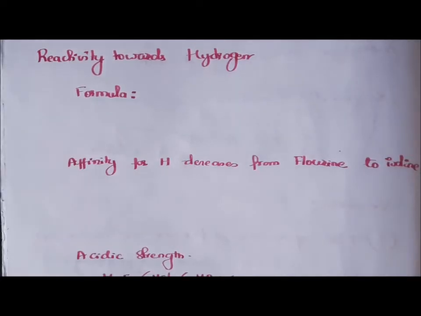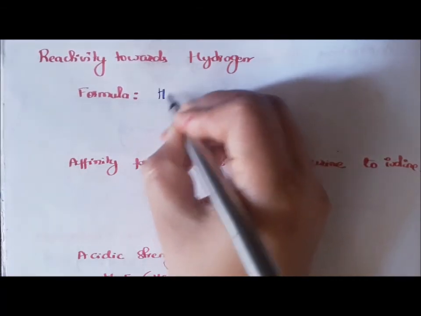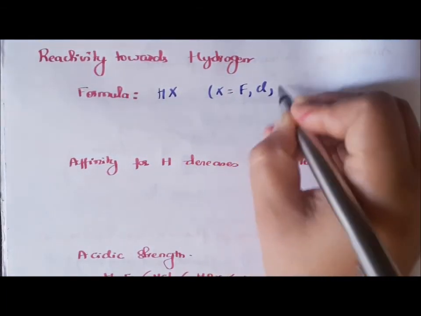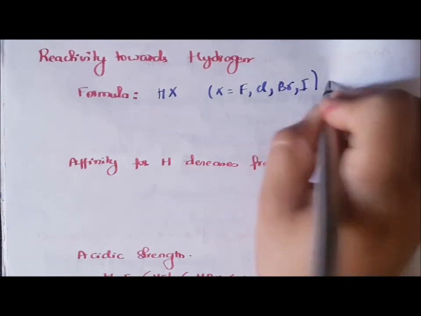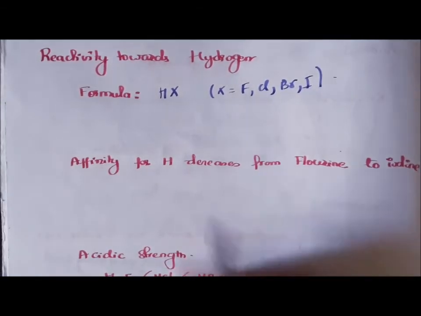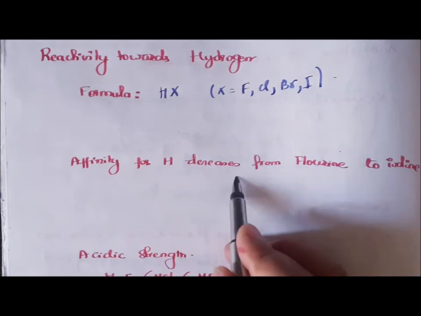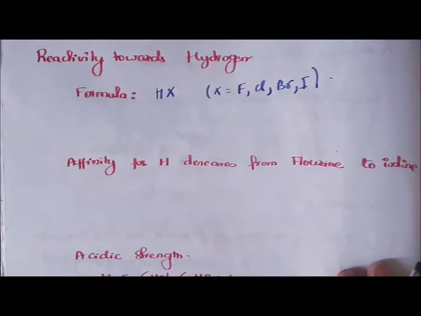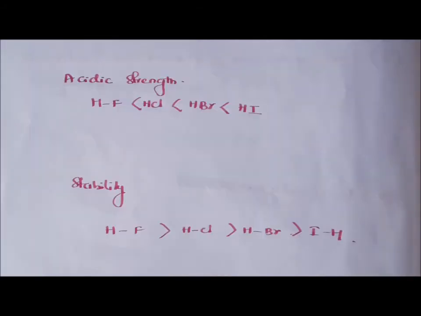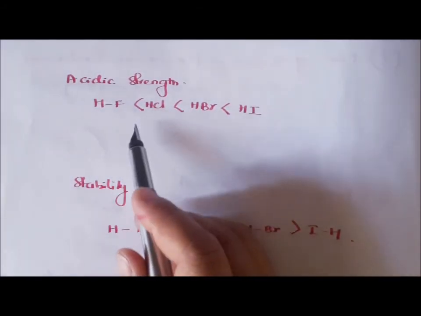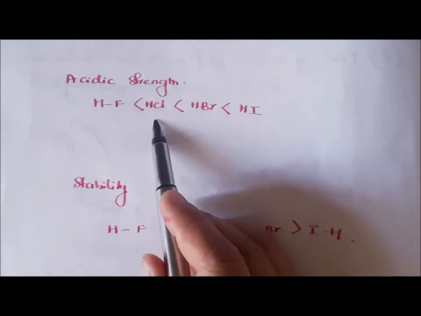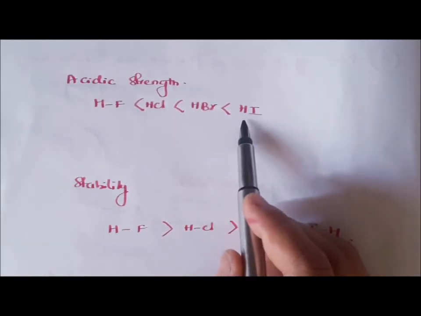Next is reactivity towards hydrogen. The formula is very simple, HX, where X is F, Cl, Br, I. The affinity for hydrogen decreases from fluorine to iodine. Why? Because the atomic size increases. Now next is the acidic strength. The acidic strength of these hydrides increases in the order HF, HCl, HBr, HI. So HI is the strongest acid.